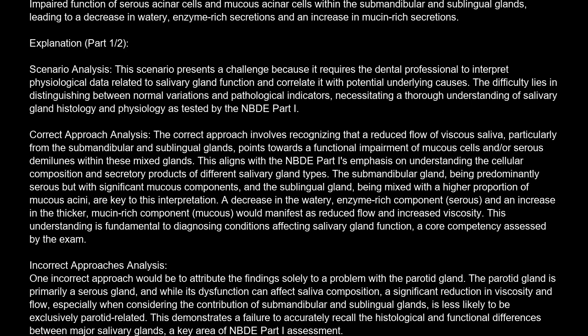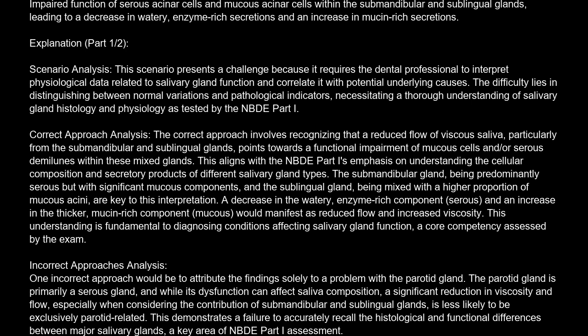Explanation. Scenario analysis. This scenario presents a challenge because it requires the dental professional to interpret physiological data related to salivary gland function and correlate it with potential underlying causes. The difficulty lies in distinguishing between normal variations and pathological indicators, necessitating a thorough understanding of salivary gland histology and physiology as tested by the NBDE Part I.